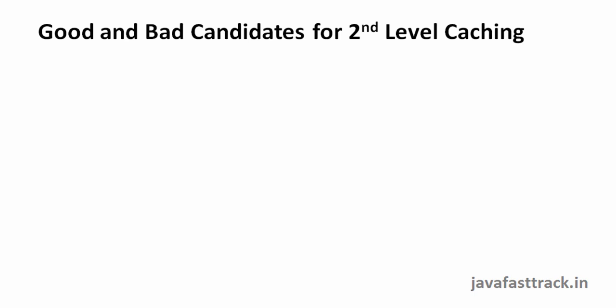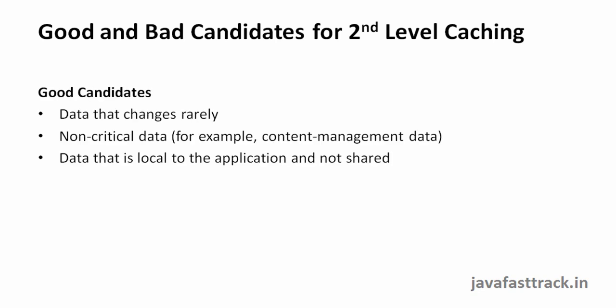Second level caching is not good for all situations. You should know when to use second level cache. Second level cache is a very risky cache. You should use it very carefully. Where you can use second level cache is data that changes rarely. Wherever data is frequently changing, you cannot cache it.